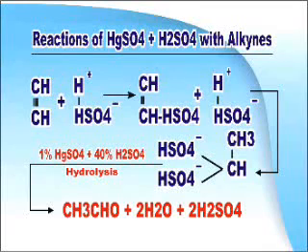See, C2H2 plus HgSO4 plus H2SO4. First, C2H2 plus H2SO4. What will happen? Now, H2SO4 can be written as H plus HSO4 minus. And now what will it give? C2H2 plus H-HSO4 will give CH2 double bond CH-HSO4.